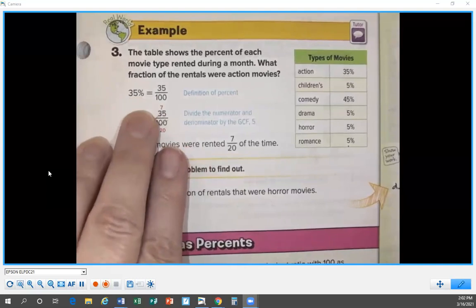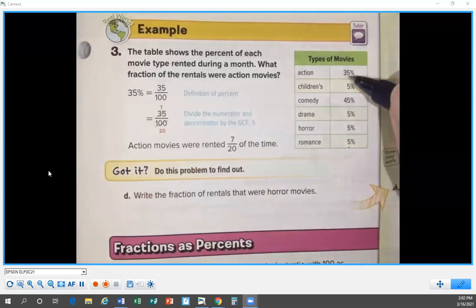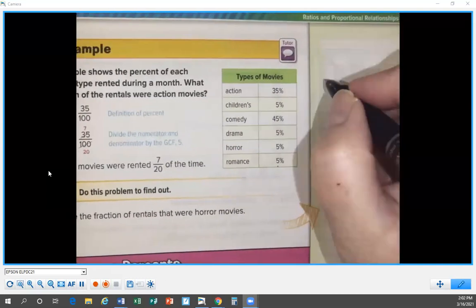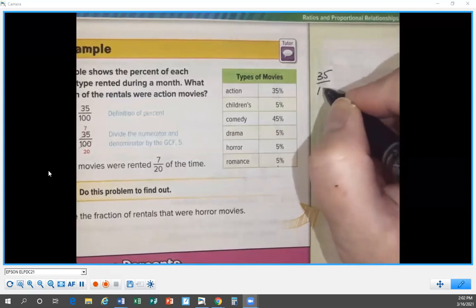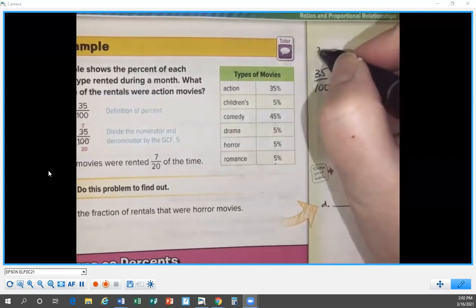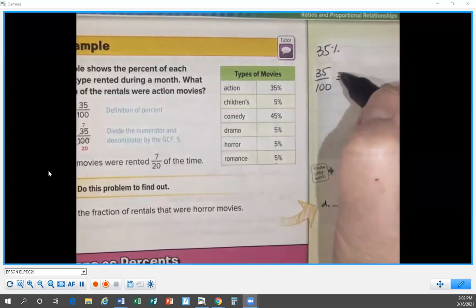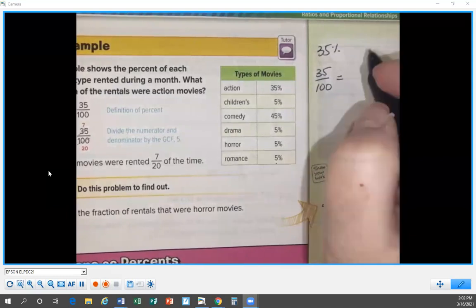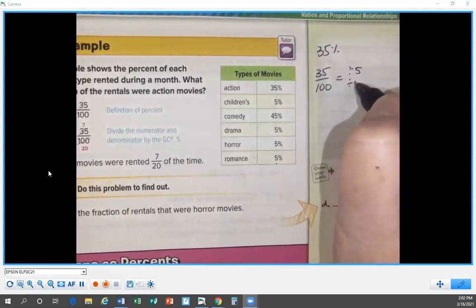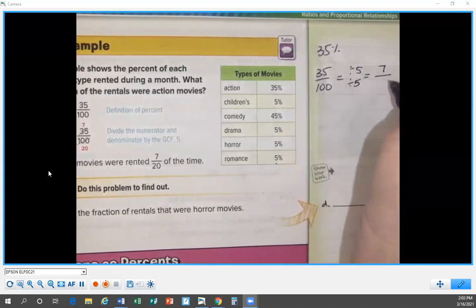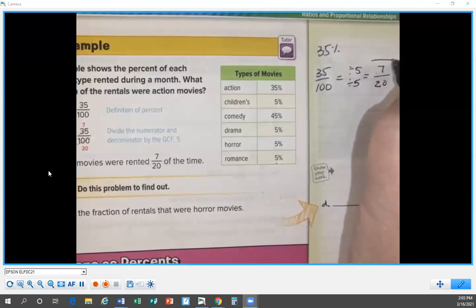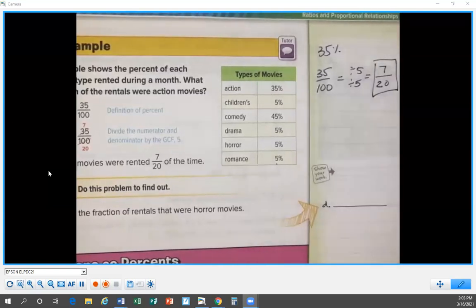They asked what fraction of the rentals were action movies. So we see 35%. We're going to write that as 35 over 100, because 35% means 35 per 100. And these are both divisible by 5. 35 divided by 5 is 7. 100 divided by 5 is 20. So 7/20 of the movies were action movies.